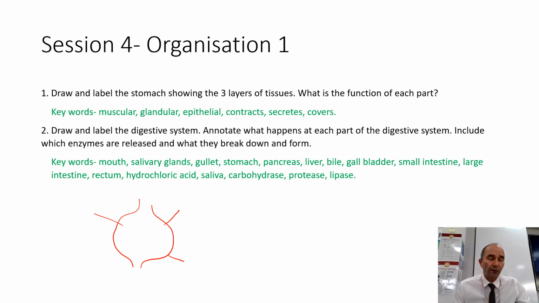So your keywords are mouth, salivary glands, gullet, stomach, pancreas, liver, bile, gallbladder, small intestine, large intestine, rectum, hydrochloric acid, saliva, carbohydrates, protease, and lipase. So there's a lot of information to include there.